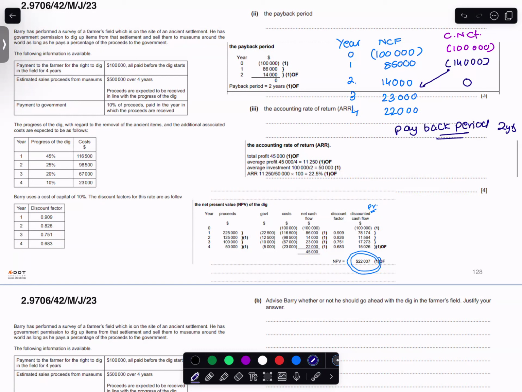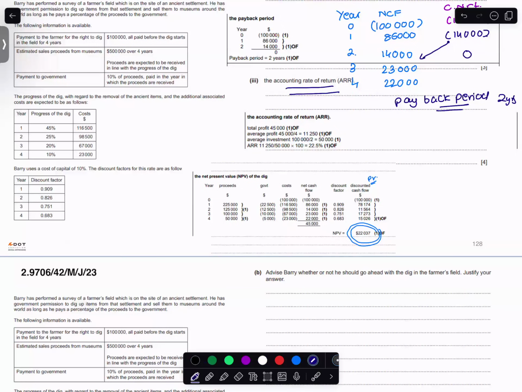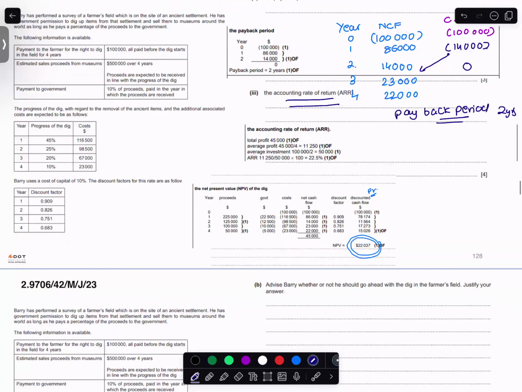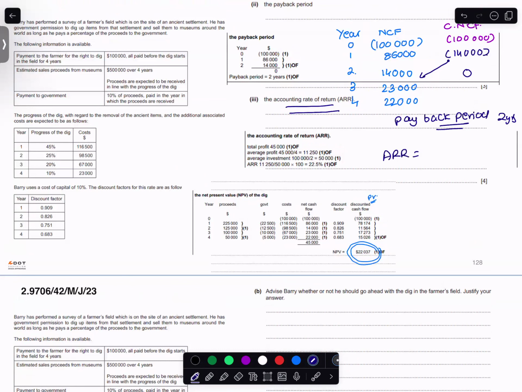The third part, what is the third part? Find the accounting rate of return. What is the formula for accounting rate of return? Average profit upon average investment. So ARR is average profit over average investment.